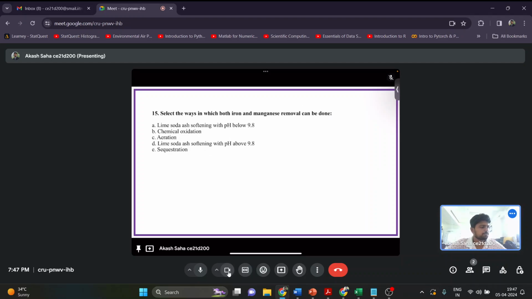Now next problem. Select the ways in which both iron and manganese removal will be done. So we have to find out in which way both iron and manganese can be removed together. Okay. So we have five options here: lime soda ash softening below pH 9.8, chemical oxidation, aeration, lime soda ash softening above 9.8 pH, and then sequestration. So try to answer this problem and then we'll discuss.